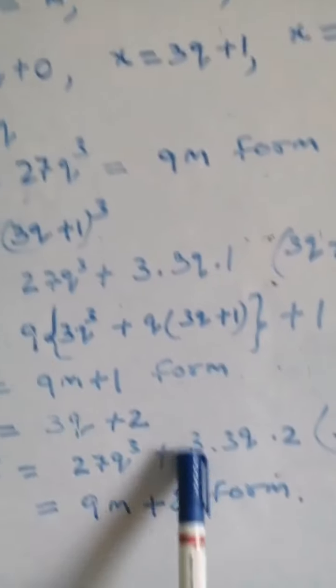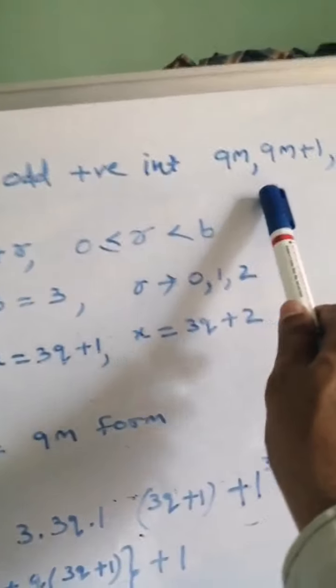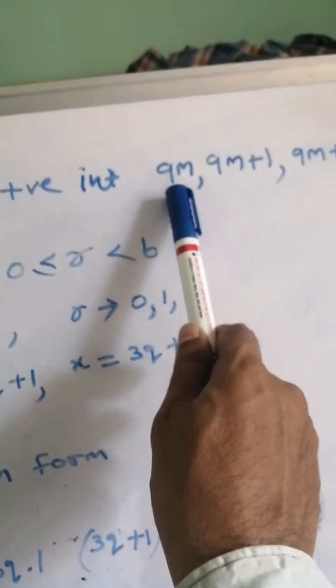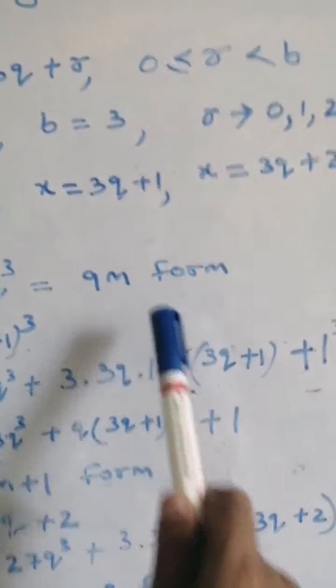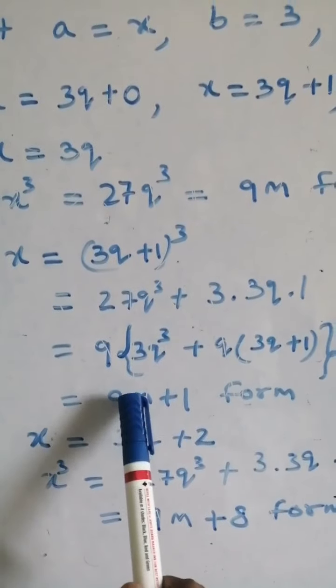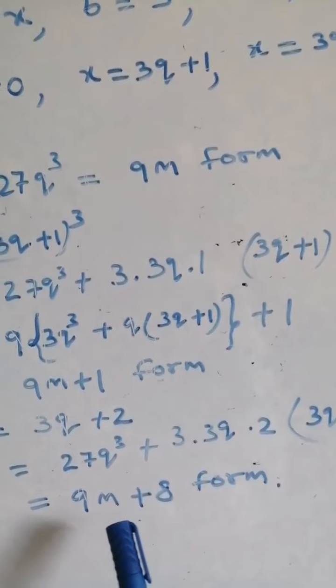So we conclude that the cube of any positive integer is in the form of 9m, which we got in the first case, and the second case is 9m plus 1, and the third case is 9m plus 8.